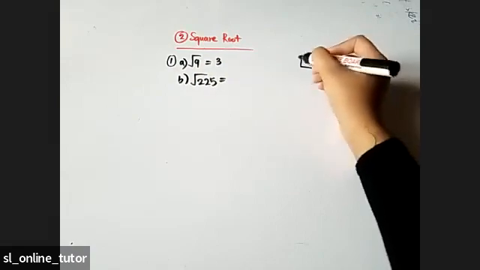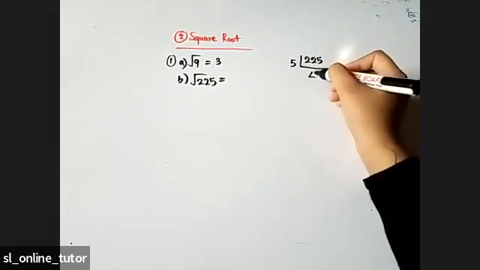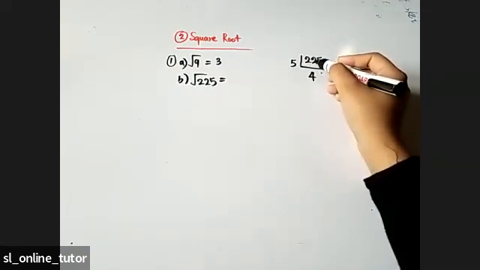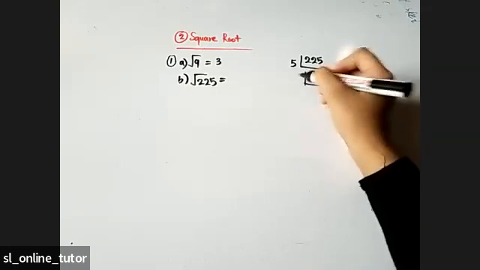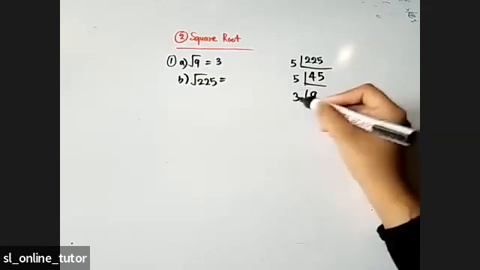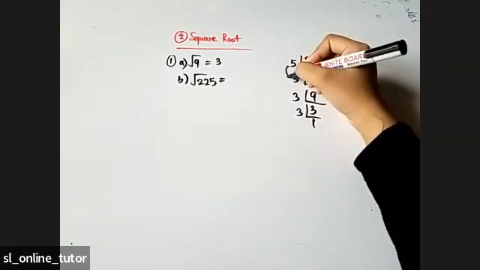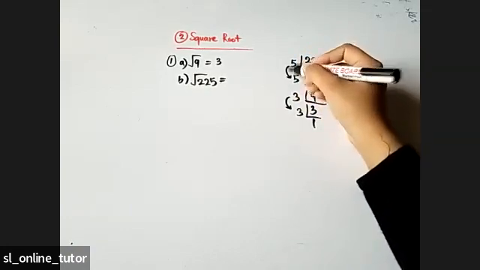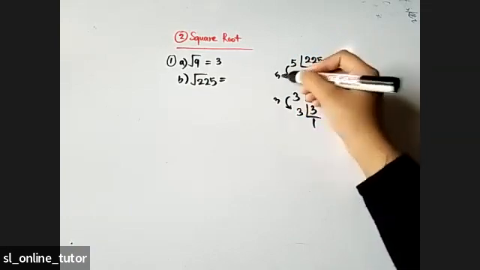The last digit is 5, so prime number 5. If you divide 225 by 5, you are getting how much? 45. 45 divided by 5, 9. 9 is divisible by prime number 3. 9 divided by 3, 3. 3 divided by 3, 1. What is the answer? You have to take one 5 and one 3. That means 15. Because you have two 5s, you take one 5 out. You have two 3s, you take one 3 out. So 15.